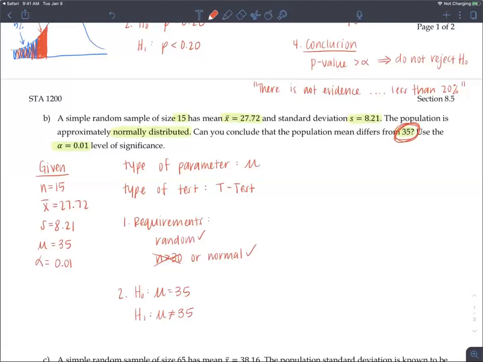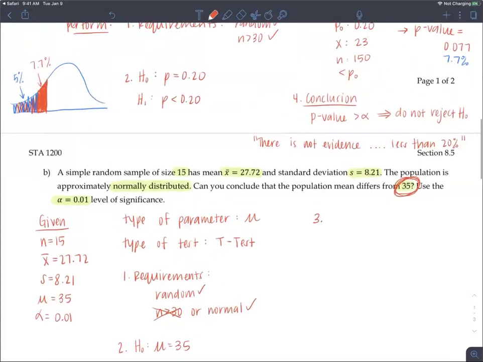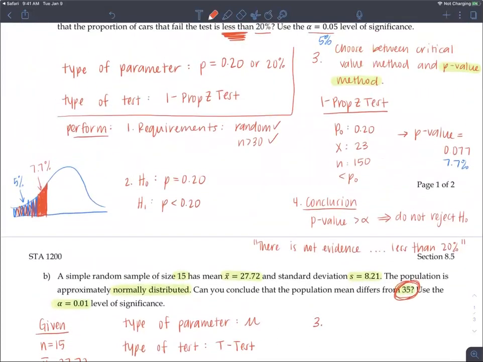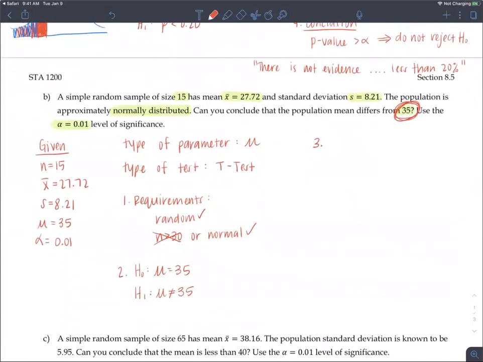And then the third step, as I said up here, is to choose between the critical value method and the p-value method. Do I have a choice here when it comes to using t-test? Do I get to choose? No. I have to use which method? Critical value or p-value? P-value. Yeah, I have to use the p-value method. Here you have no choice.